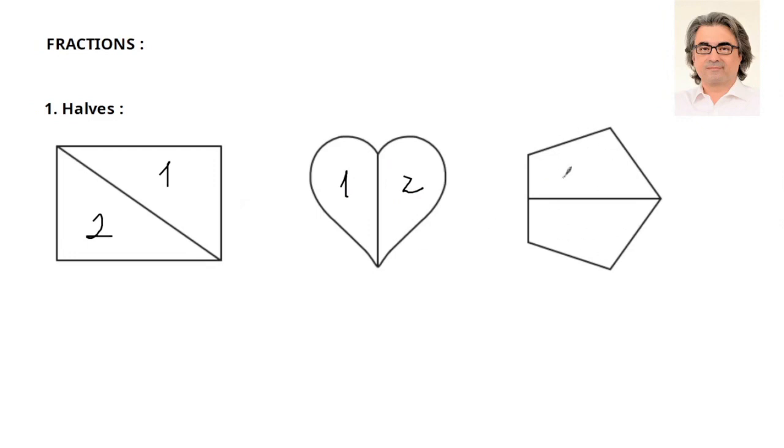What about the last figure? I have a regular pentagon here. And it is divided into two equal parts. Let's denote these two parts again with 1 and 2. Each part is the half of the regular pentagon or half of the whole. These two parts or two pieces are called halves. I think you understood the meaning of halves.